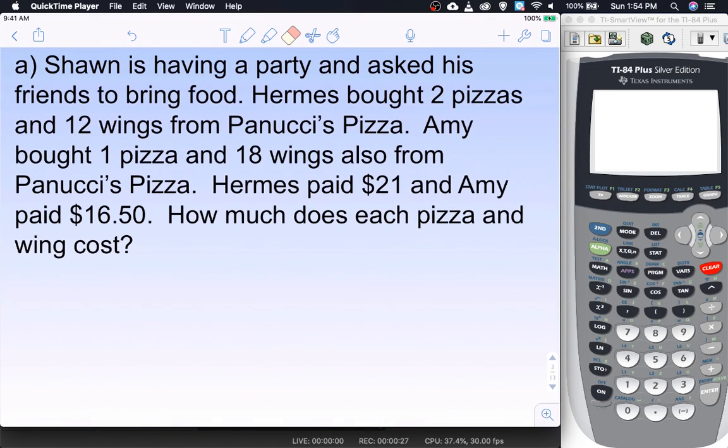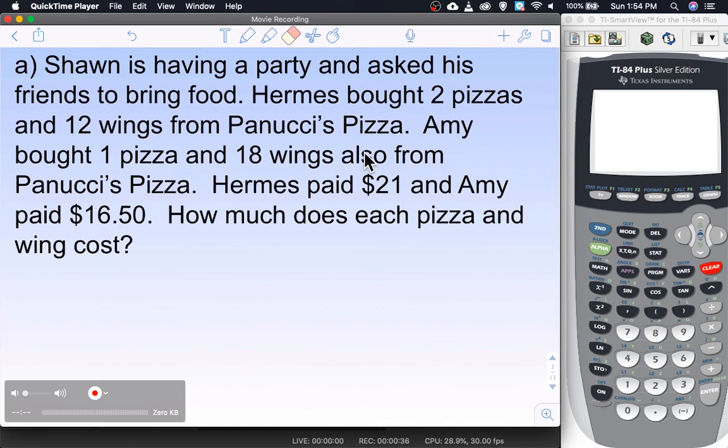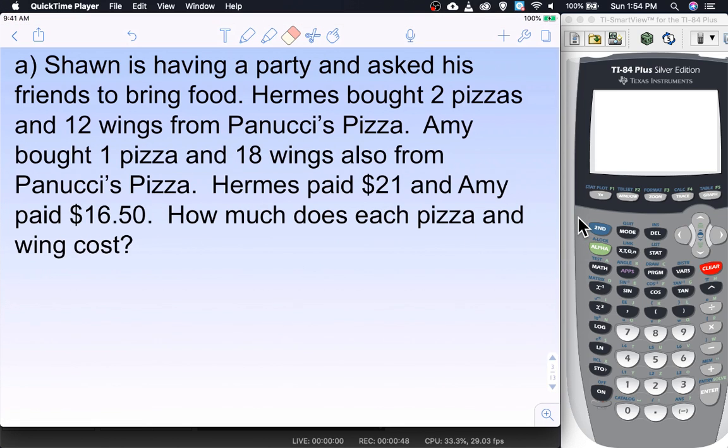It says, Sean is having a party and asks his friends to bring food. Hermes brought 2 pizzas and 12 wings from Panucci's Pizza. Amy bought 1 pizza and 18 wings from Panucci's Pizza. Hermes paid $21 and Amy paid $16.50. How much does each pizza and wing cost? Okay, so this is a fairly typical system of equation question.